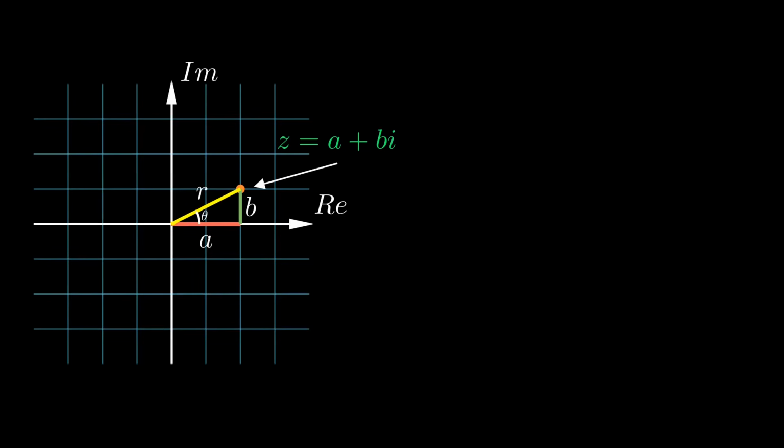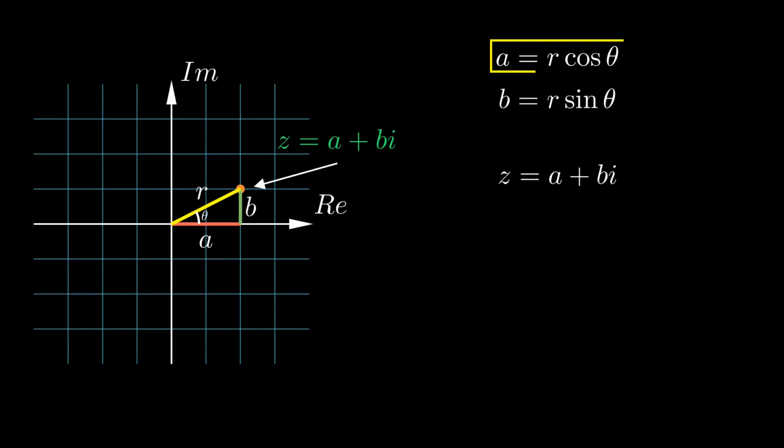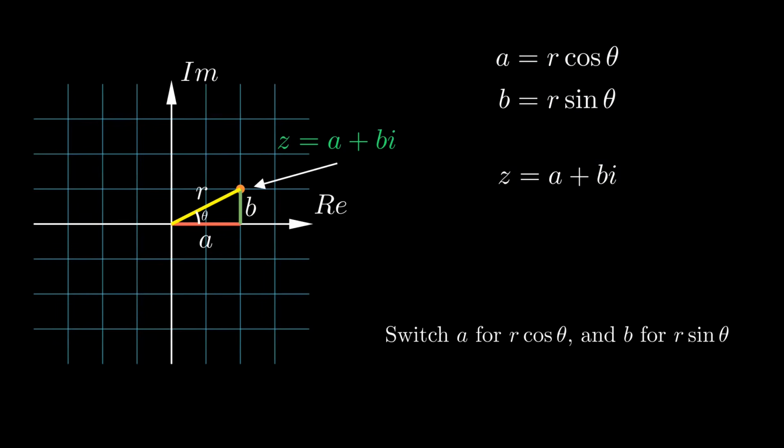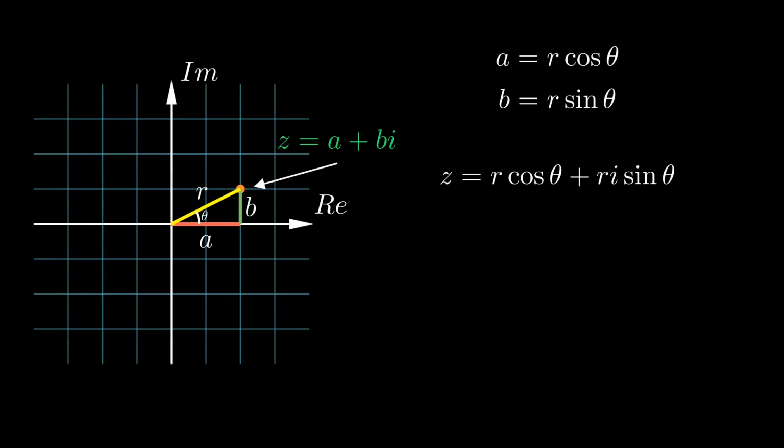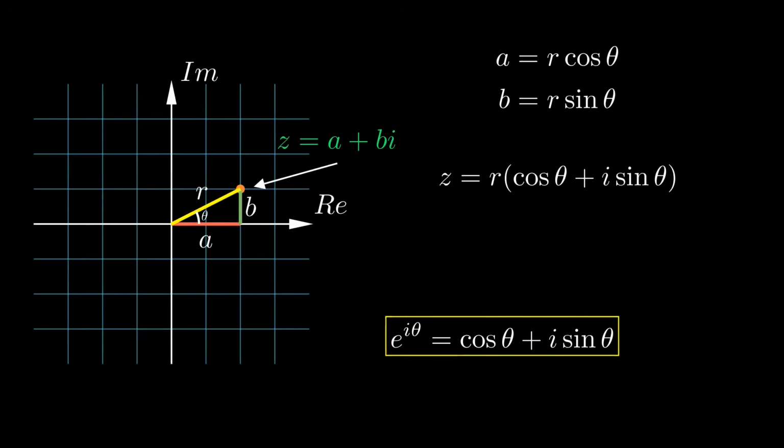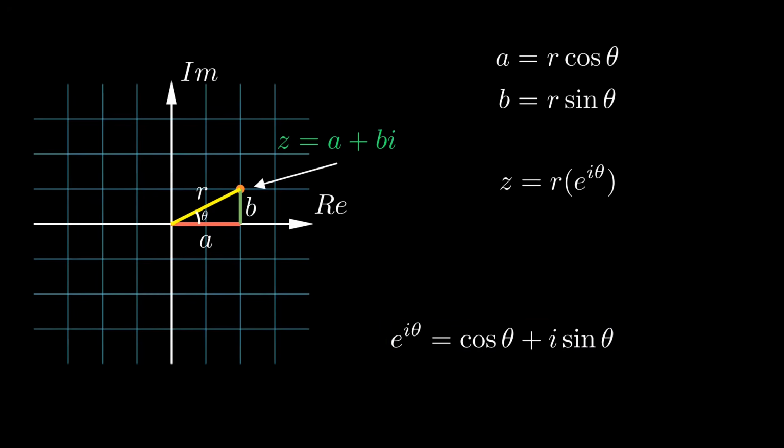Using normal trigonometry, we can see a as r cosine theta, and b as r sine theta. Since z is a plus bi, we can substitute into z, meaning we switch out a for r cosine theta, and b for r sine theta. Z now becomes r cosine theta plus ri sine theta. We can factor out the r and then apply Euler's formula. This further compacts z to simply re to the I theta.